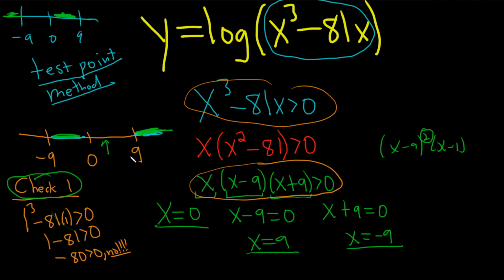Let's write the answer down. In interval notation, we use parentheses, and that's because it's a strict inequality. You'll pretty much always have parentheses when you have problems like this with logs, because you're always going to have a greater than. The answer is (-9, 0) union (9, infinity). So that would be the domain of this logarithmic function.